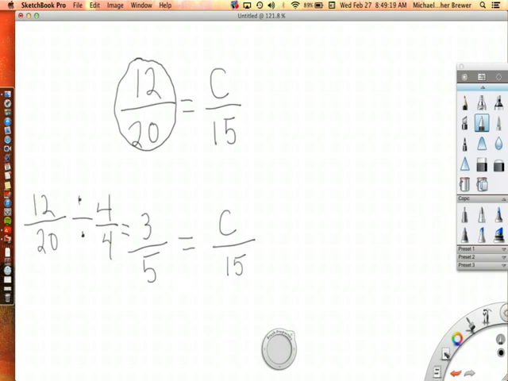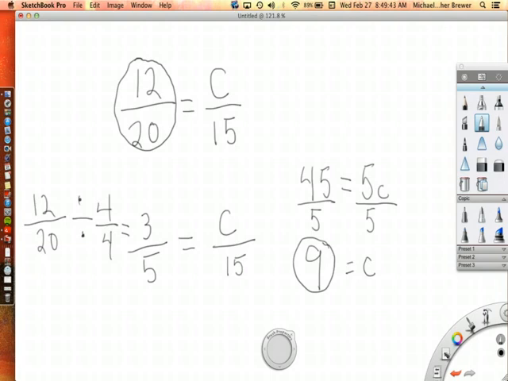But then once I have this proportion, the calculations are just a little bit simpler. 3 times 15 is 45. Then I would set that equal to 5C. The other cross product, divide by 5, divide by 5, and we would get C again equal to 9. All right, so same answer, a little bit simpler calculations. Either way will work.